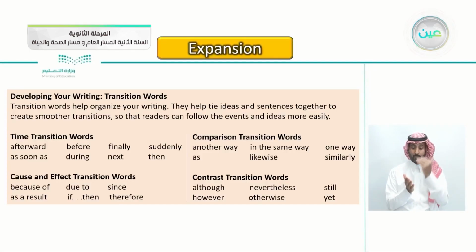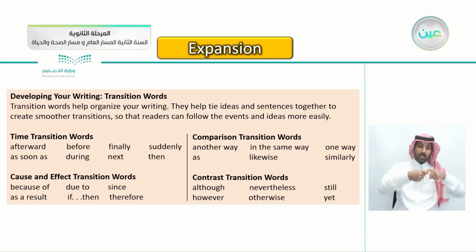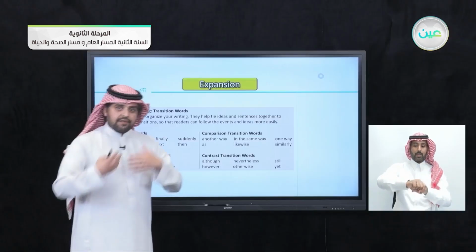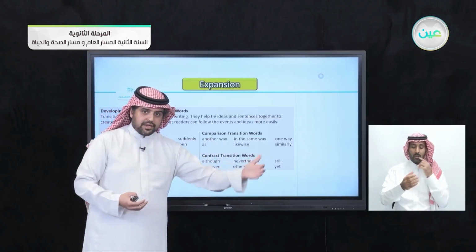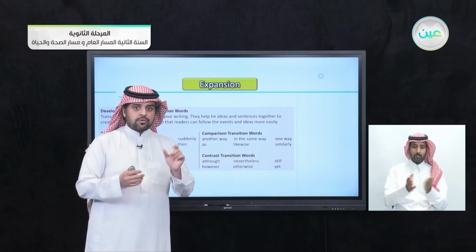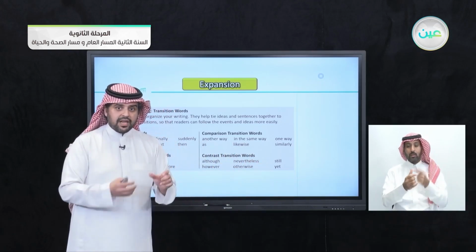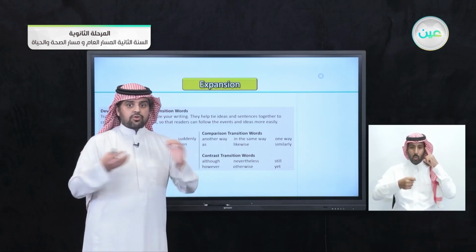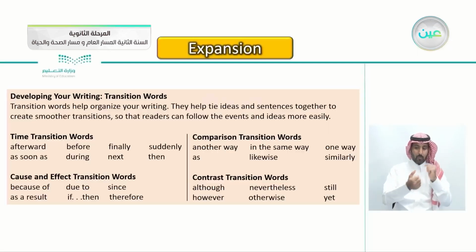Here are a few examples. Time transition words. So transition words about time. For example, here, afterwards, before, finally, suddenly, as soon as, during, next, then. So all of these are transition words related to time. For example, when you're talking, then you say afterwards, then you come up with the other idea or the other event here. So the word afterward is a transition word about time that connects two ideas or two events, two sentences together. Same thing with next, finally, then, and so on.